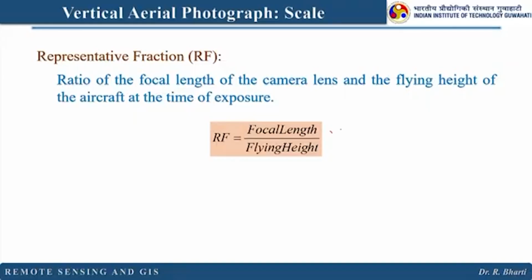When you don't have information about that object, such as its size or its distance on the ground, how can you calculate this RF? For that we use this formula: focal length divided by flying height. This will again give you the RF. So for calculation of RF, you should have either the photo distance and ground distance, or the focal length and flying height, and then you can calculate the RF value.